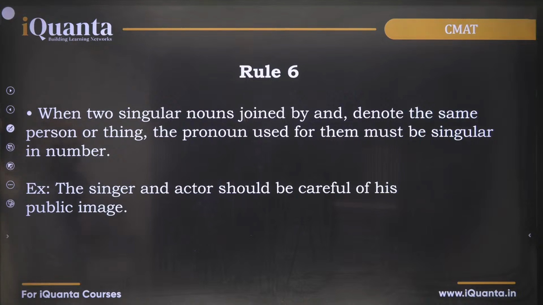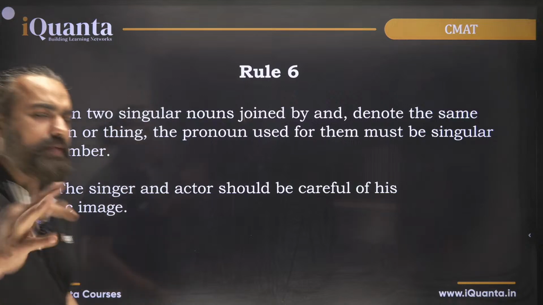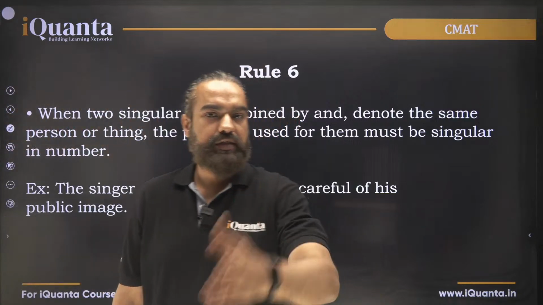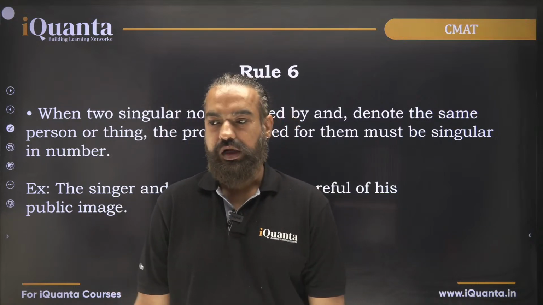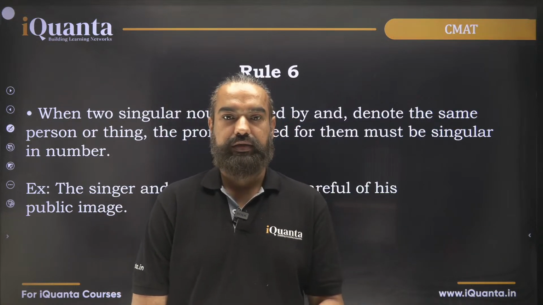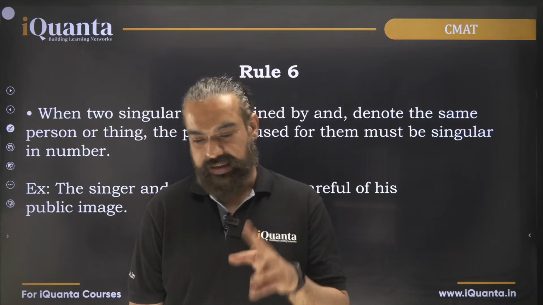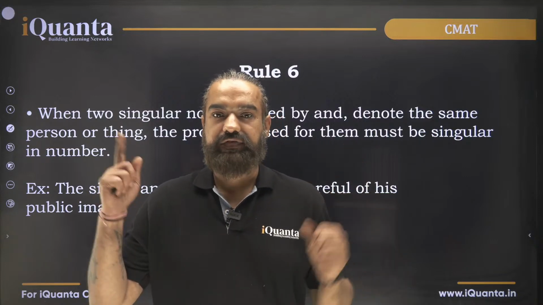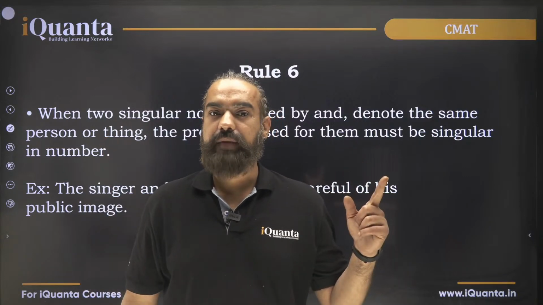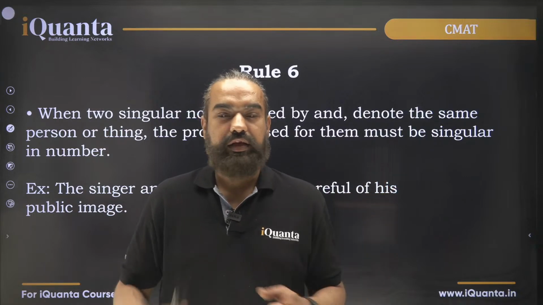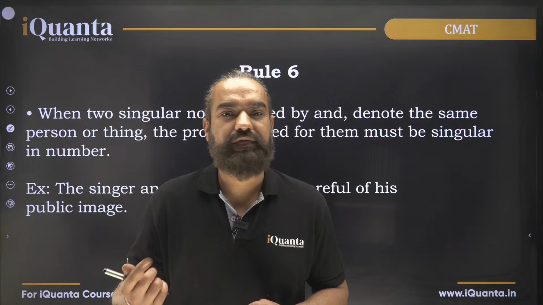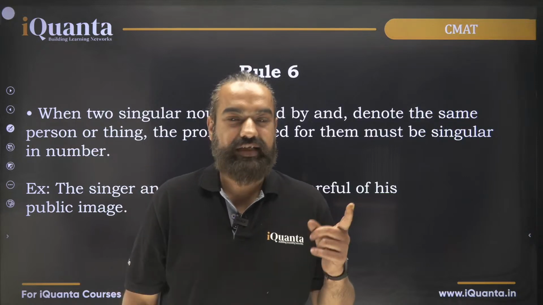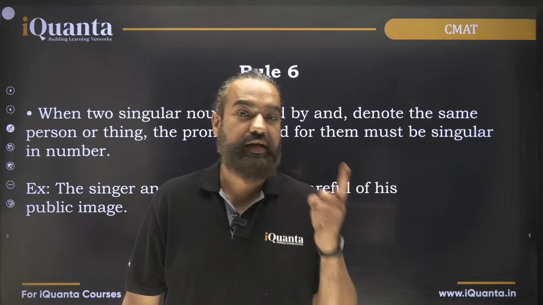When two singular nouns joined by and denote the same person or thing, the pronoun used for them must be singular in number. Let me give you a very basic example, right? Consider this sentence. I have a black and white TV. Second sentence. I have a black and a white TV. In the first case, clearly, how many TVs do I have? Only one TV. In the second case, I have two TVs, a black TV and a white TV.